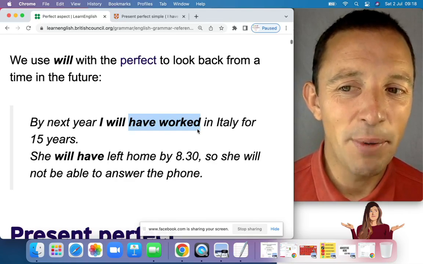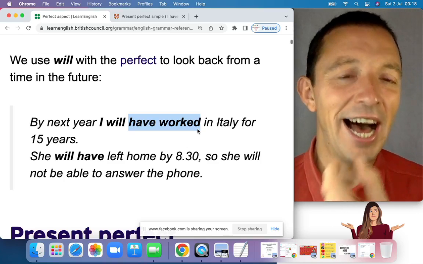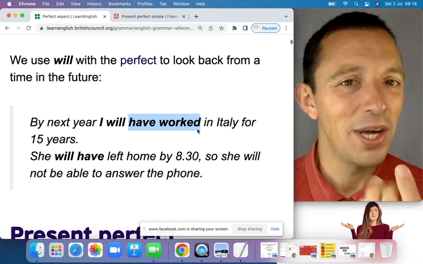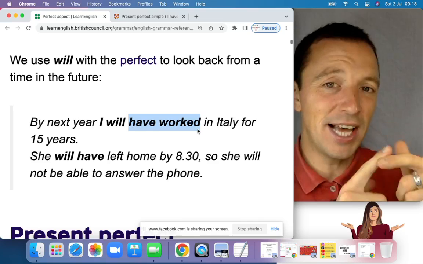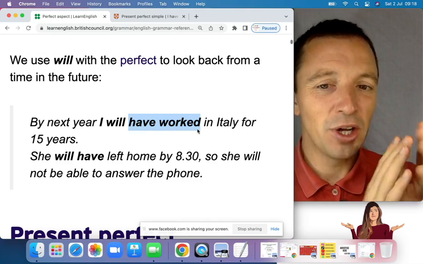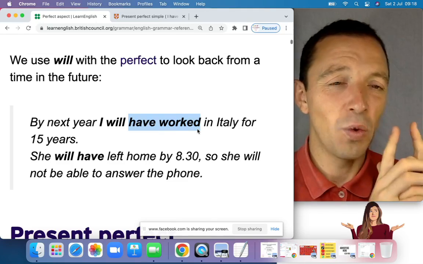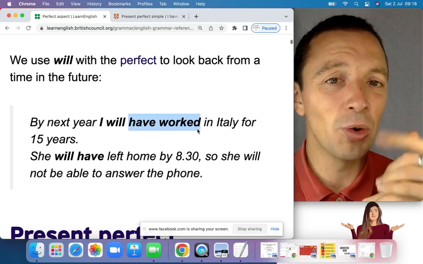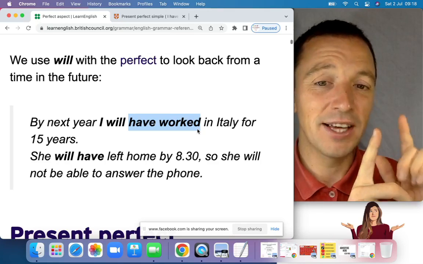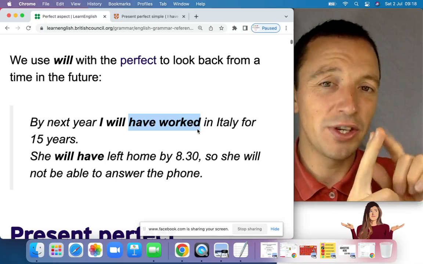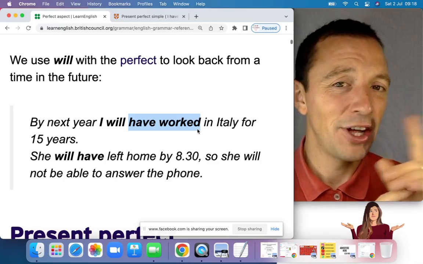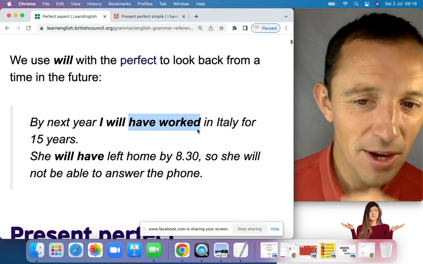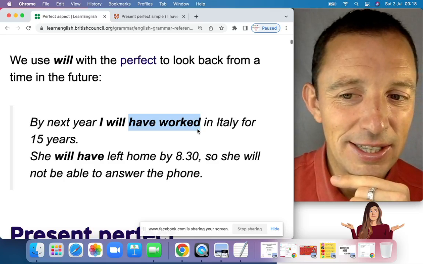And it's only possible with the auxiliary have. It's not possible to say will had. No, it's impossible. We always say will have worked. And this is the same rule with the other modal verbs. Might have worked, may have worked, could have worked, have, not had. Okay, so that's the first sentence.